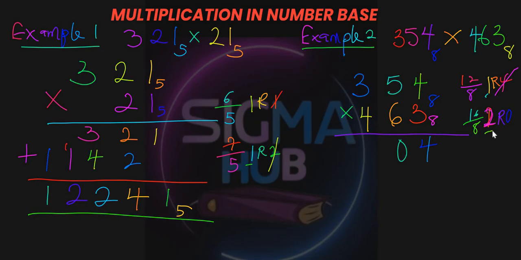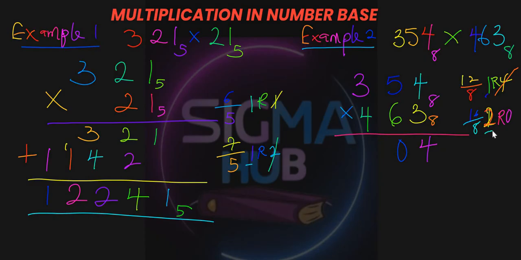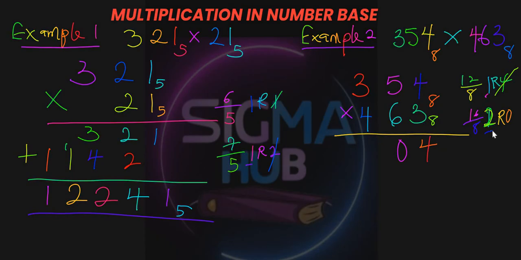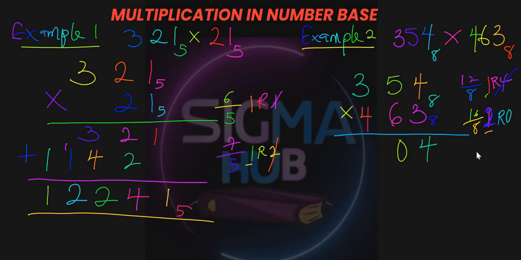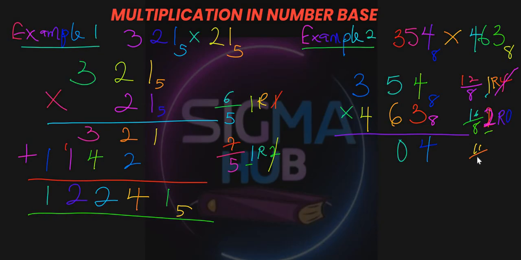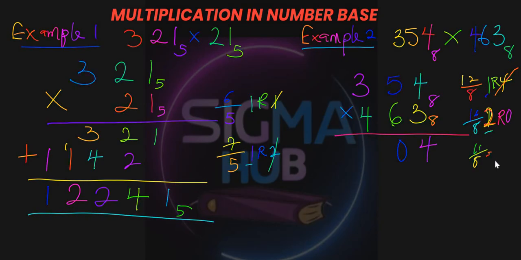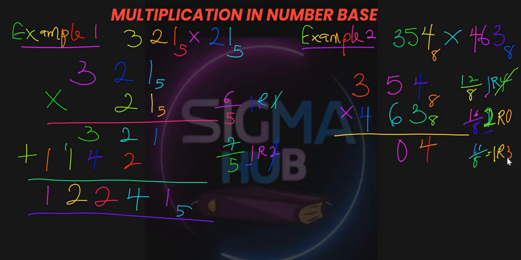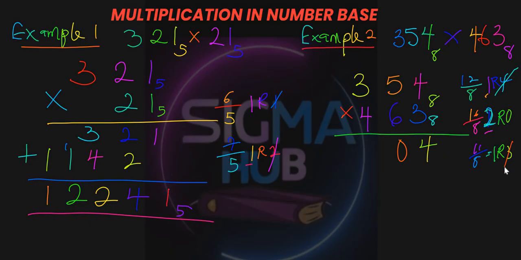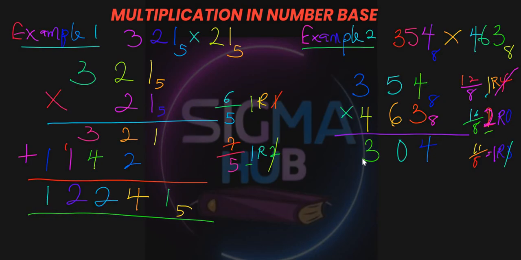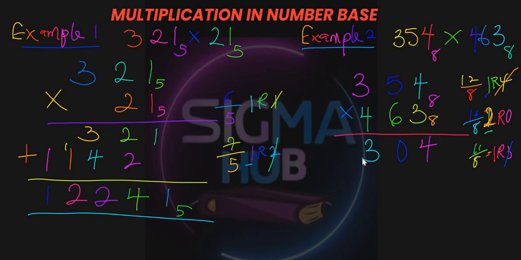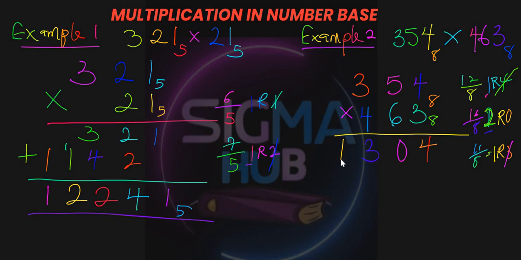So we have 3 times 3 is 9 plus 2. That's 11. I cannot write 11 in base 8. So instead I'm going to say 11 divided by 8, which is going to be 1 remainder 3. Of course, we are writing the remainder first since there is no other number to multiply. So I'm going to write 1.